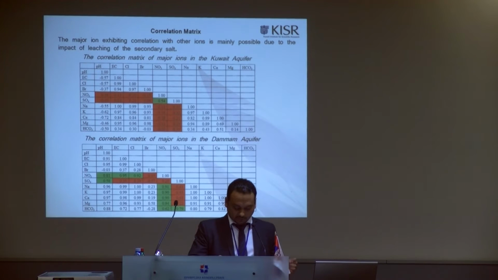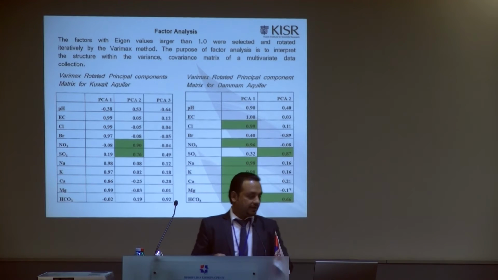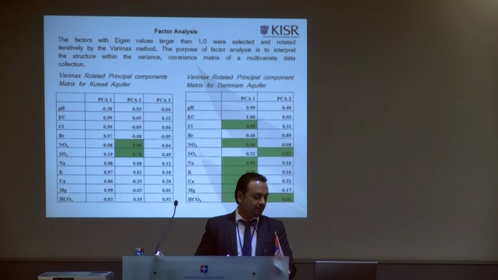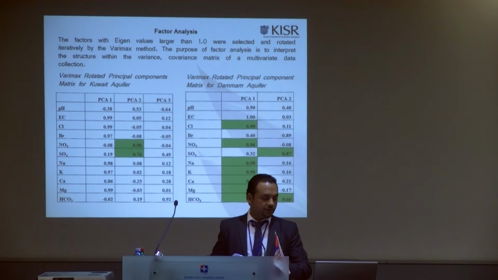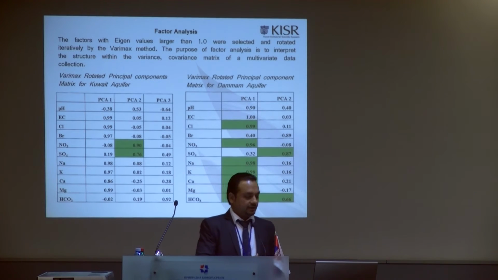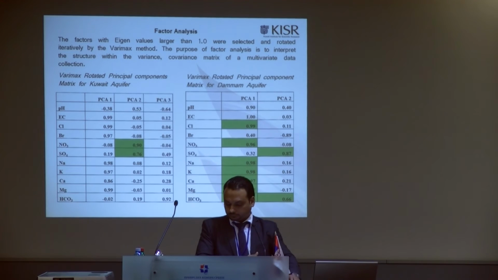Whereas in the correlation matrix of the Dammam aquifer, in general, most of the ions are positively correlated with chloride, especially sodium, magnesium, potassium and nitrate, which showed strong correlation along with the negative representation of pH and calcium. The factor analysis, with eigenvalues larger than 1, was selected and rotated iteratively by the Varimax method. The purpose of factor analysis is to interpret the structure within the covariance matrix of the multivariate data collection.